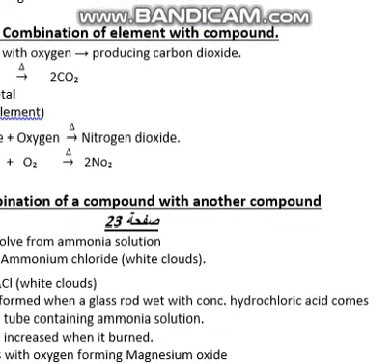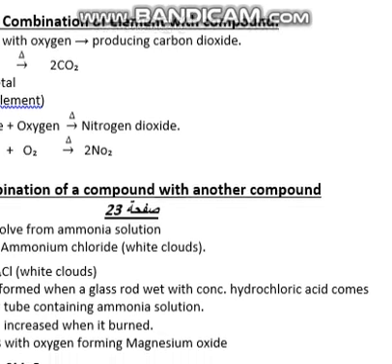The second combination, element with compound: carbon monoxide with oxygen produces carbon dioxide. 2CO plus O2 produces 2CO2. This is the balanced equation. Okay? And another example, nitrogen monoxide plus oxygen produces nitrogen dioxide: 2NO plus O2 produces 2NO2.